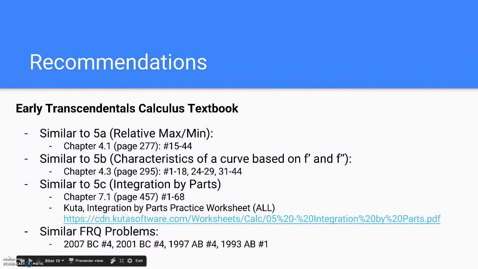So here are the problems that I recommend that you solve if you had any problems with the FRQ that we just solved. Most of these problems are from the Early Transcendentals calculus textbook that we use in class. So I have questions similar to 5A, 5B, and 5C. And I also have a link to Khan Academy if you need help with integration by parts. So there's a link right there. And I have similar FRQ problems, and I have 4 of them down here. So you can go to any one of these and get extra practice.